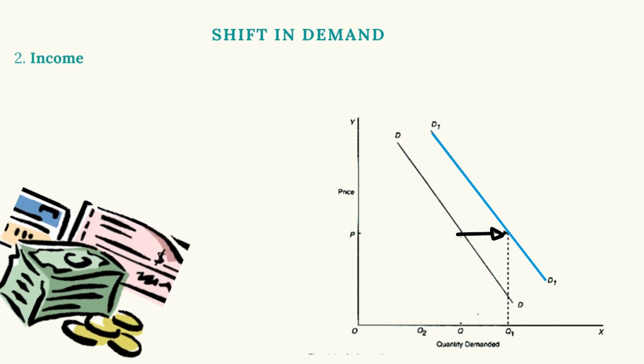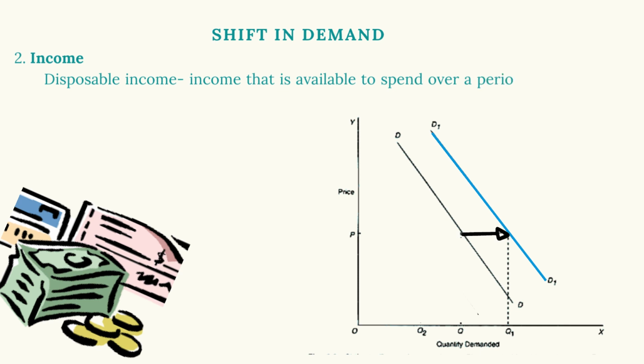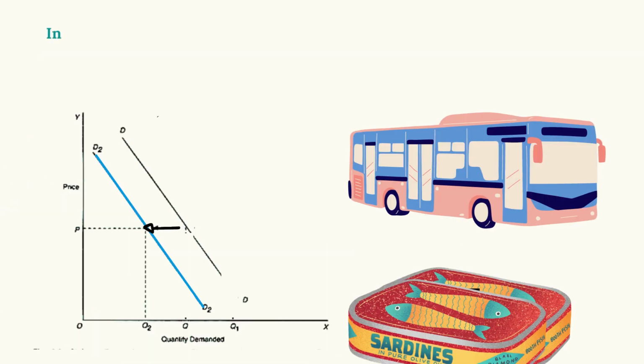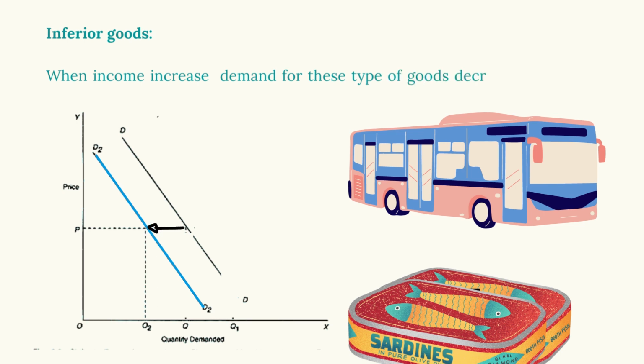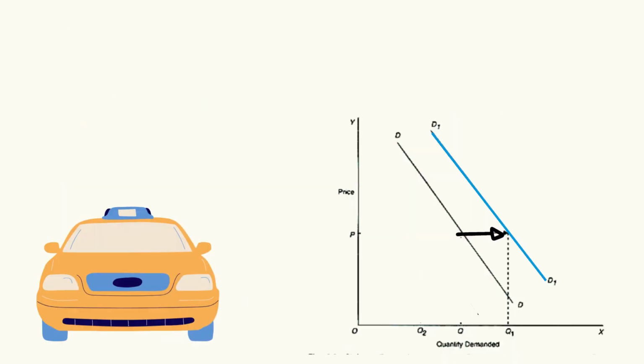Number 2. Income. An increase in disposable income will give more spending ability to consumers and the demand curve will shift to the right. Disposable income is salaries plus concessions minus direct tax. There are 2 types of goods for which demand will change with the increase in income. Number 1. Inferior goods. Inferior goods are when income increases, the demand for that good will reduce. For example, tinned food, bus traveling. The demand curve will shift to the left when income increases.